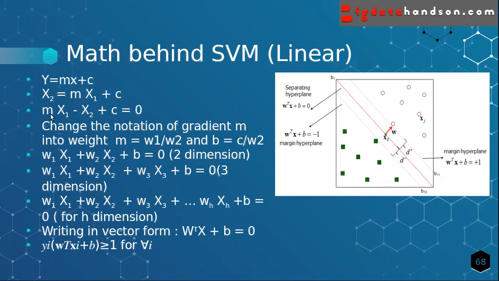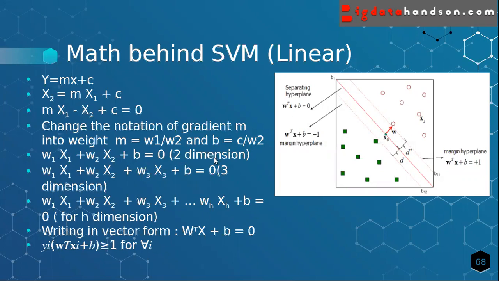Now the m becomes w1, and c becomes b here. So we are just converting the notation of gradient m into weight. We are converting w1 or w2 like that, and b we are converting into c divided by w2, and that is b right here. So the equation will be w1 x1 plus w2 x2 plus b equal to 0.